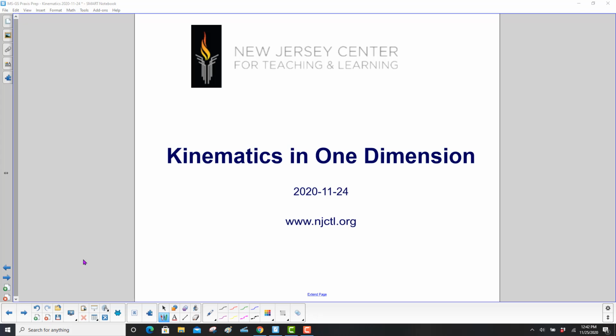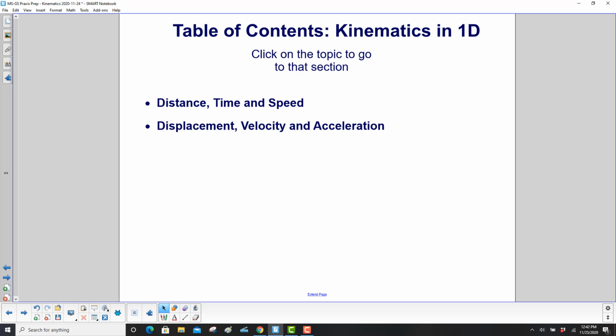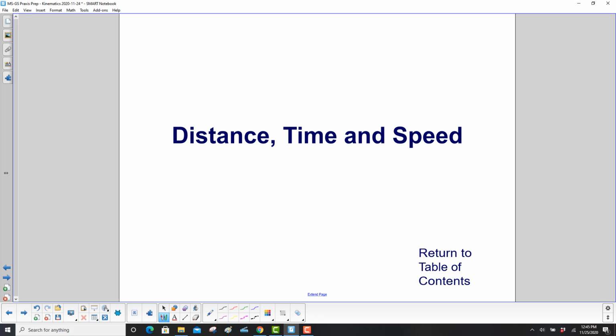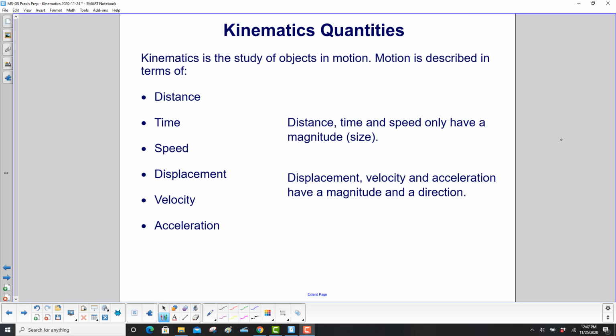Kinematics in one dimension. We will be covering distance, time, and speed, and then talk about displacement, velocity, and acceleration. Distance, time, and speed. Kinematics is the study of objects in motion. Motion is described in terms of distance, time, and speed.